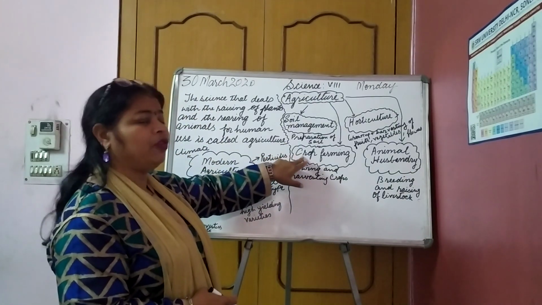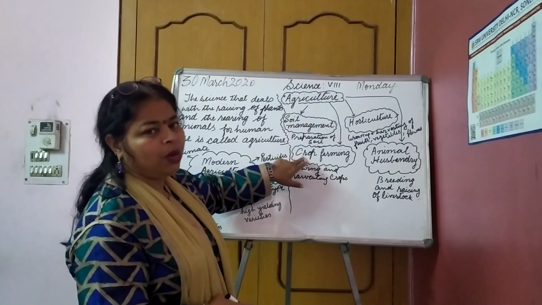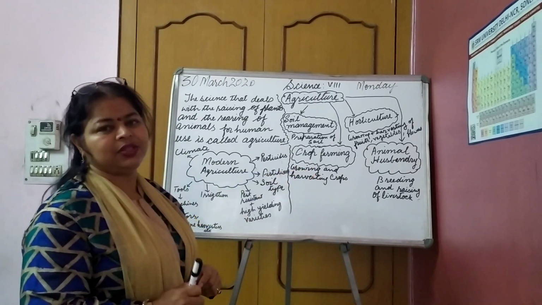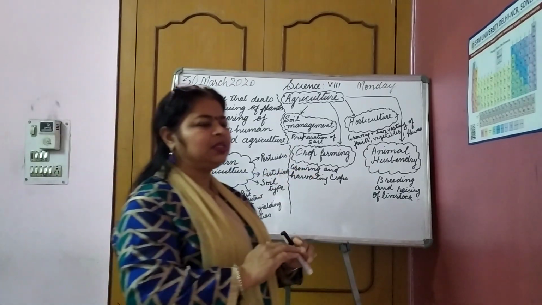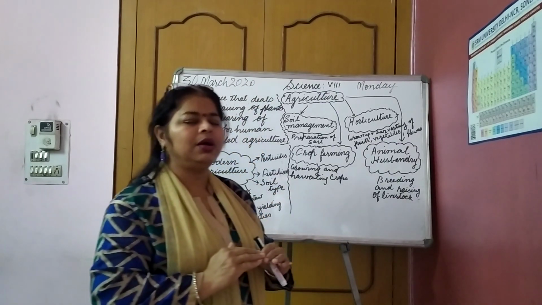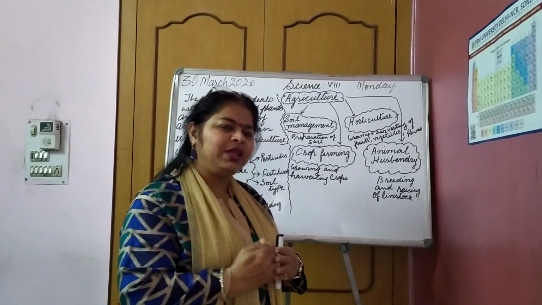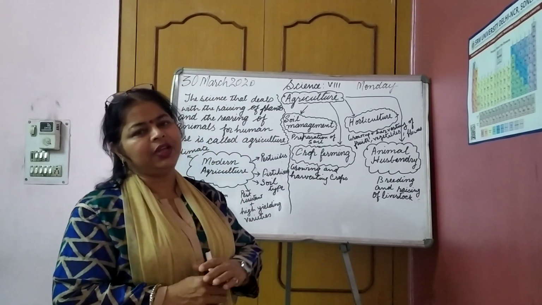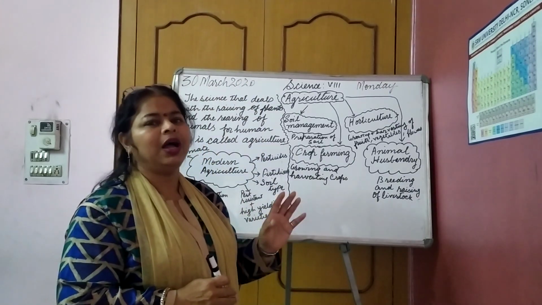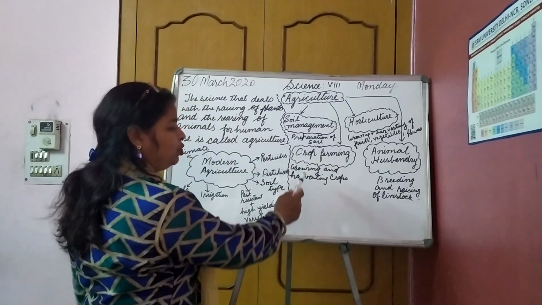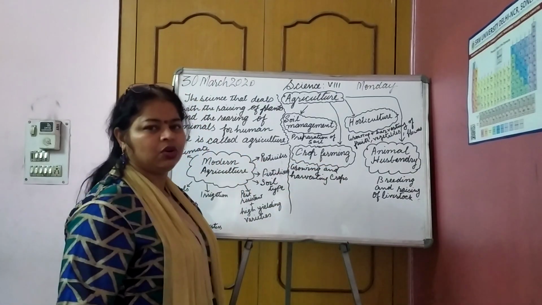Then comes crop farming. What is crop farming? Growing and harvesting crops. Growing means, in a sequence, how the plants are grown and taken care of, and when they grow and mature, we have to reap it, we have to harvest it. So crop farming includes growing and harvesting crops.